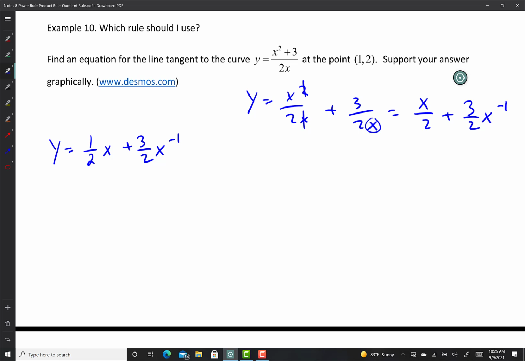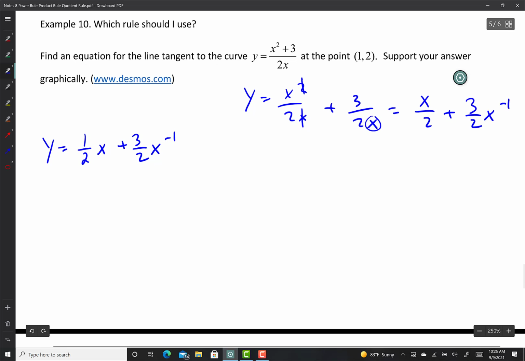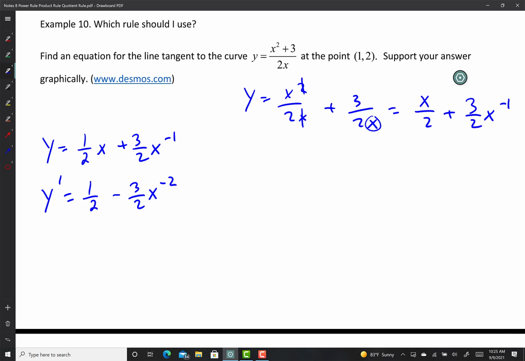Okay. I'm going to take the derivative of that. y prime equals, what's the derivative of half x? 1/2. And then what's the derivative of this? Minus 3 over 2 x to the negative 2. So rewriting it, this is 1/2 minus 3 over 2x squared. Right? Okay.